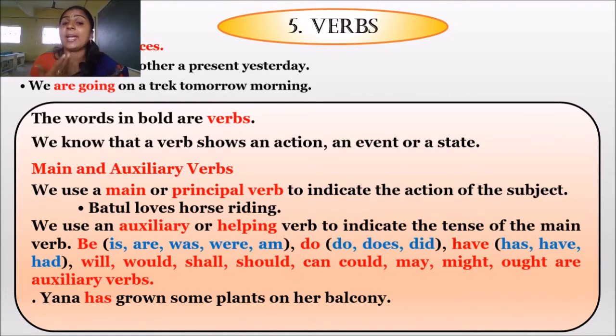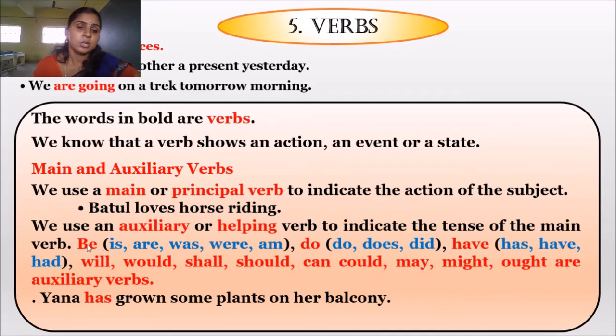What is a main verb here? The main verb is a verb that expresses an action. It gives major information in terms of the nature of the action, like running, loving, hating, eating, buying, helping, swimming. Everything comes under main verbs. Here the example given is Batul loves horse riding. Here loves is the main verb, because love is the nature of the action. And now when we talk about the auxiliary verb, we use an auxiliary or helping verb to indicate the tense of the main verb.